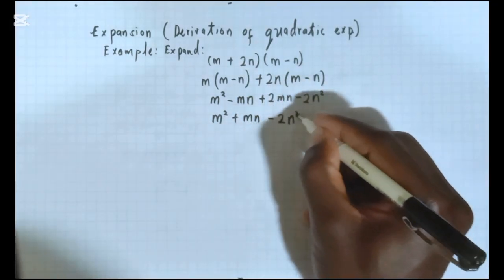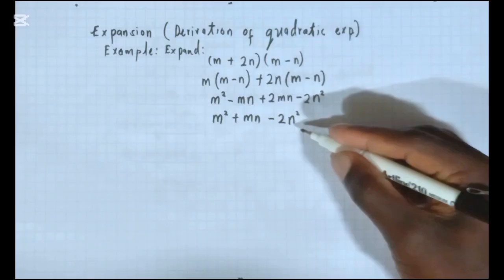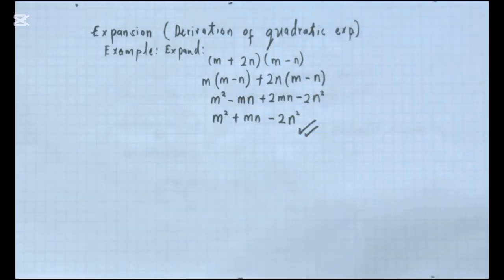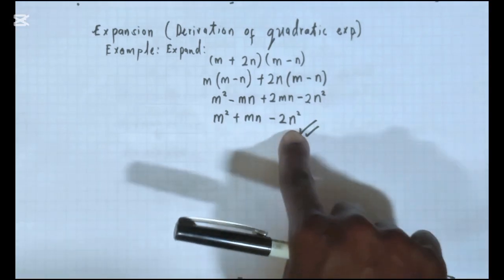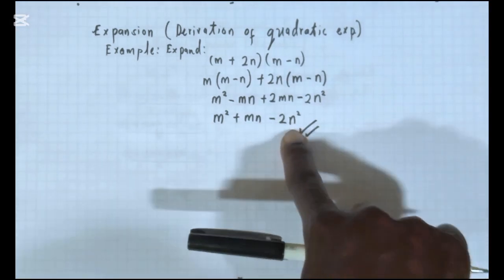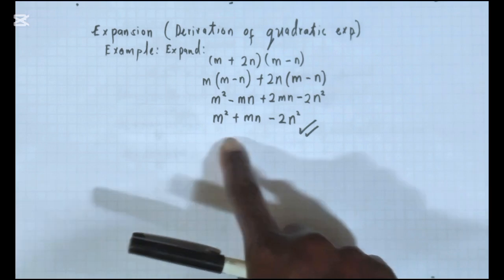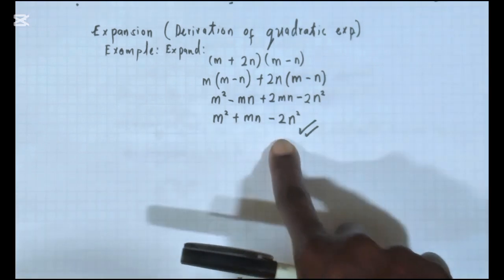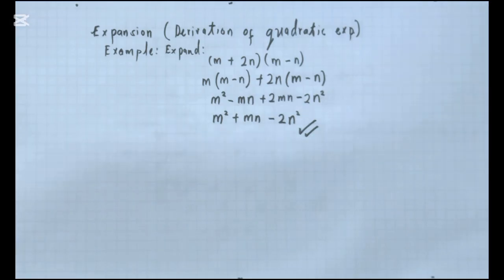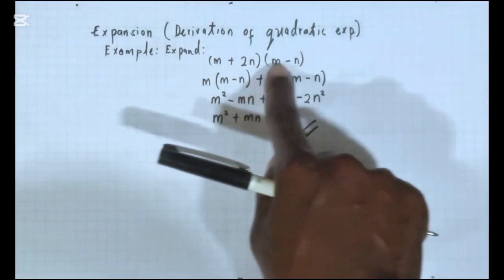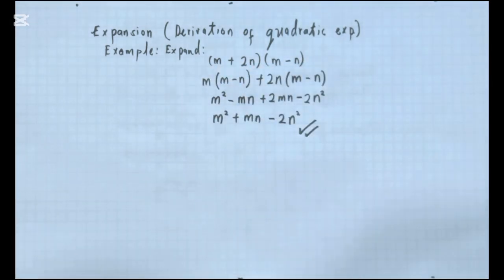Minus 2n squared. So this will be the solution to this particular problem. Note that what we're having here as our final solution is a quadratic expression, which we've obtained by expanding two linear expressions.